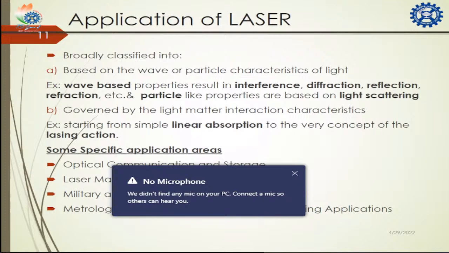The second category is governed by the light-matter interaction characteristics, starting from simple linear absorption to the very concept of lasing action. Some very specific application areas are optical communications and storage, laser machining and cutting, military and defense applications, meteorological, geophysical, and biomedical imaging applications. I think many people have heard about laser eye operations. There are also various other applications where lasers are used.